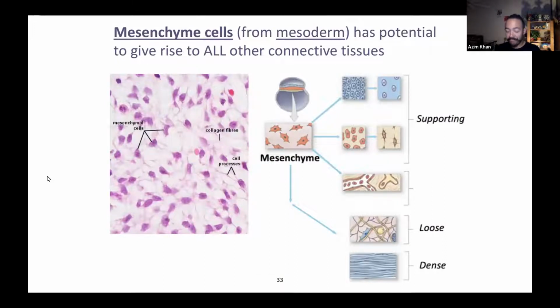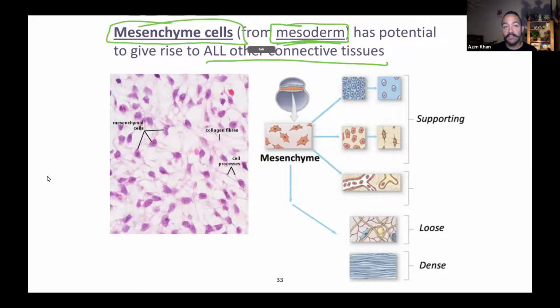Before we do that, I want to talk about where all these tissues came from. Remember embryonic germ layers? Most connective tissues come from mesoderm. The term for the embryonic cells that eventually lead to all other connective tissues is mesenchyme cells. Remember the CH in this class usually comes with a hard K sound, mesenchyme. Mesenchyme cells have the potential to give rise to all other connective tissues.